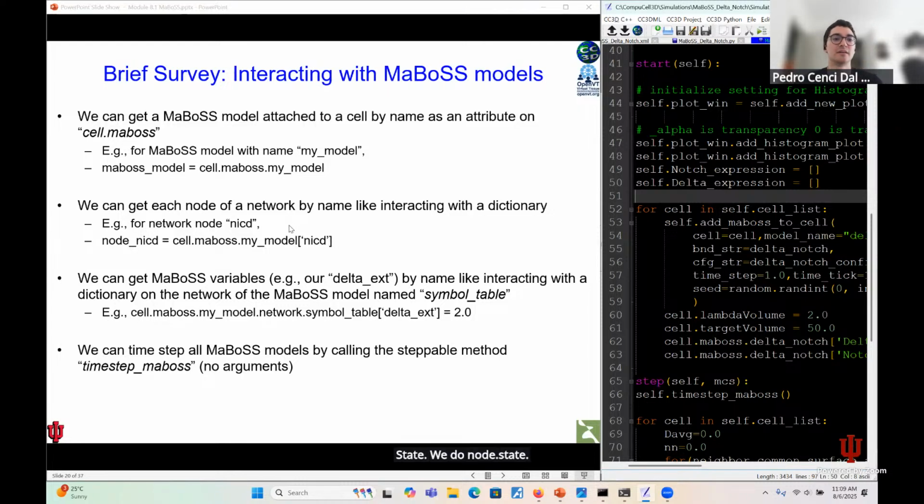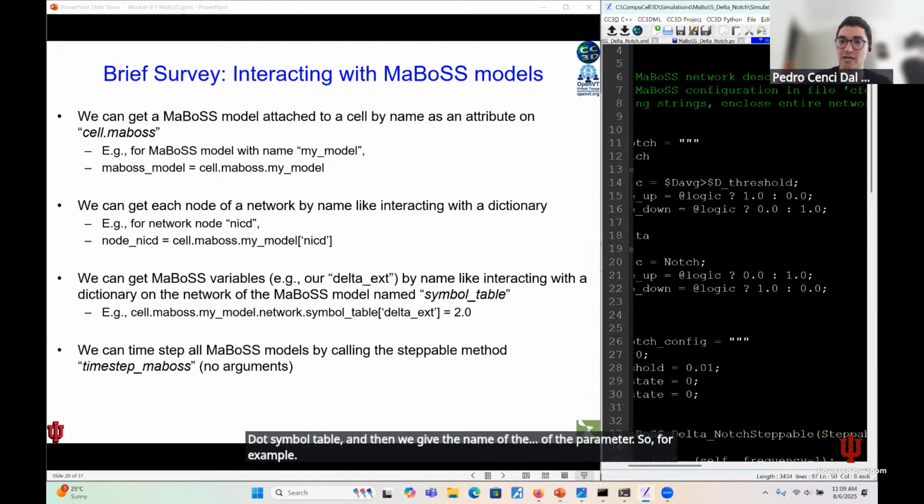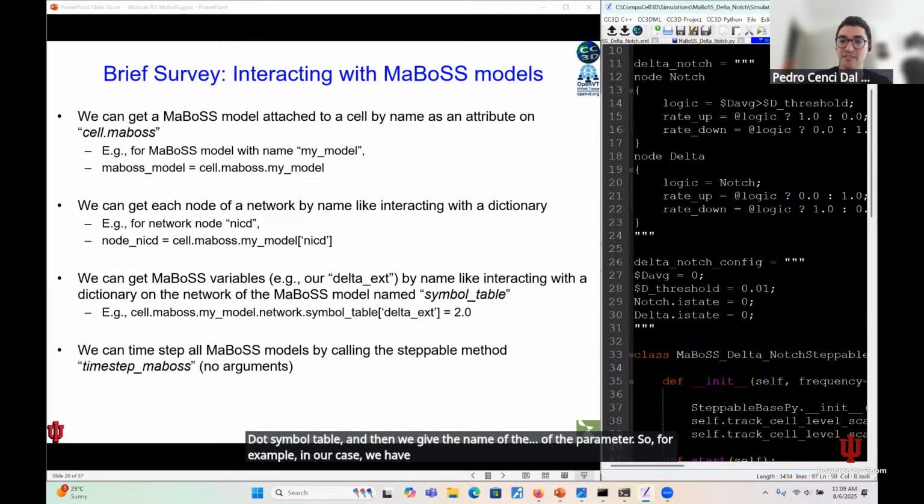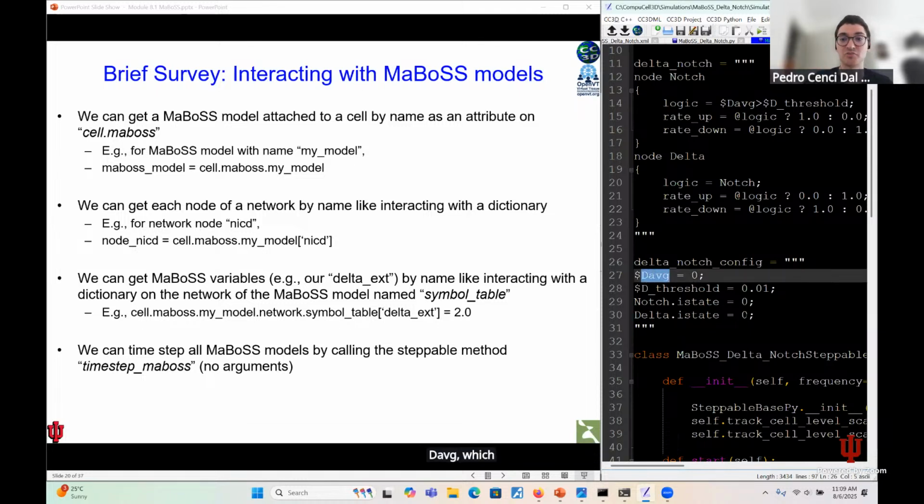To get a MaBoSS variable, we do cell.maboss dot the name of the model dot network dot symbol table, and then we give the name of the parameter. So for example, in our case, we have these parameters DAVG, which we want to pass to the network. So we will do this cell.maboss dot delta notch dot network dot symbol table DAVG here, which is the name of the variable, and then we do equal the average of the delta in the neighboring cells.